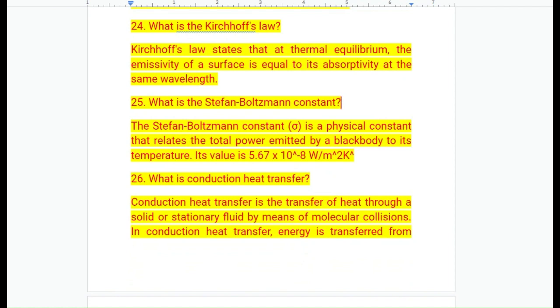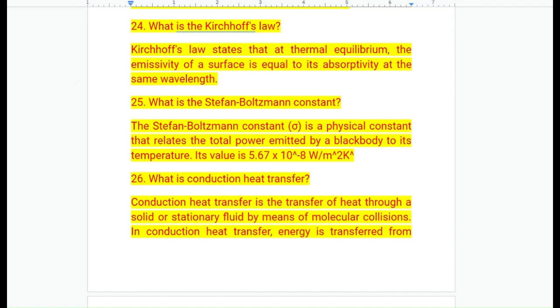24. What is Kirchhoff's law? Kirchhoff's law states that at thermal equilibrium, the emissivity of a surface is equal to its absorptivity at the same wavelength.